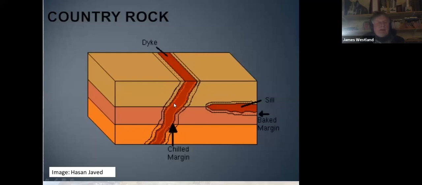So I mentioned the concept of the country rock and a dyke or a sill cutting through it. When you've got these things intruded into the rocks, where the dyke, the hot material, comes in contact with the cold rock, it cools down a bit. You get what's called a chilled margin. And the effect of the hot dyke on the country rock is to actually heat it up. So you get baking of the country rock and chilling of the dyke. You get these two effects working together.